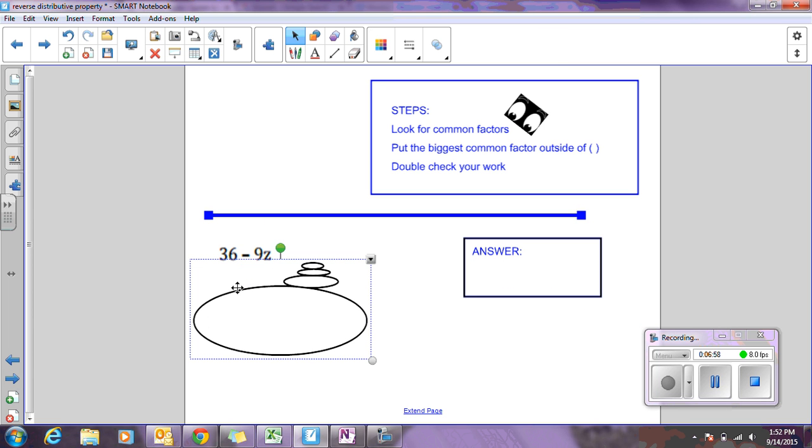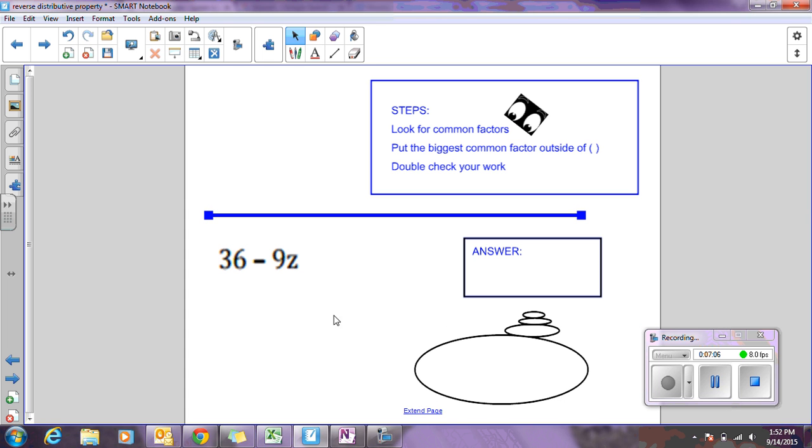And here's another one. 36 take away 9z. Alright, well, we're going to look for our common factors. And I don't have a letter in common, so I'm going to think about my numbers. Let's make this a little bit bigger. Okay, do they both have 1 in common? Yes, but I'm not going to use it.